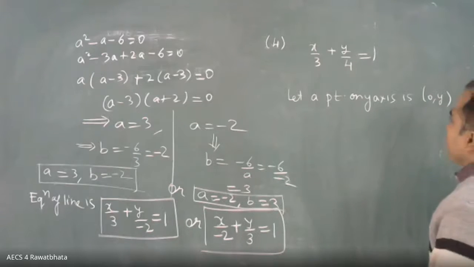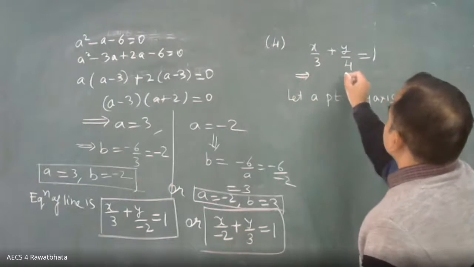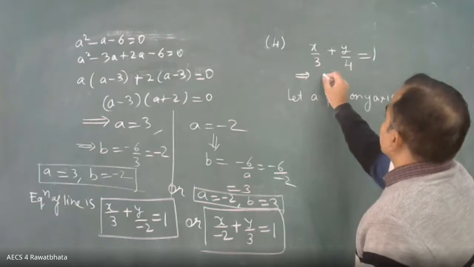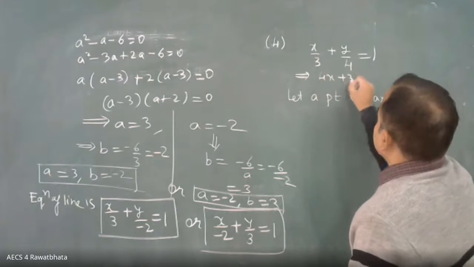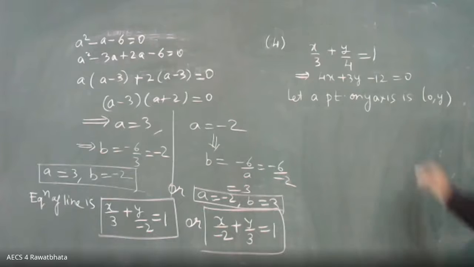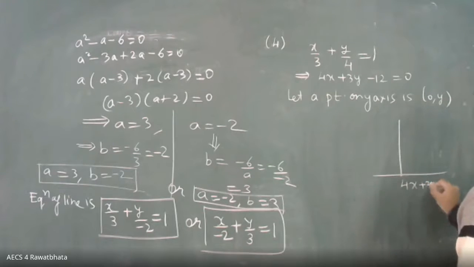Now, better if I convert it into the general equation. I'm going to multiply with LCM 12. 12 से multiply कर रहा हूँ. So 4x plus 3y minus 12 equal to 0 it will become. Now its distance from this 4x plus 3y minus 12 equal to 0.